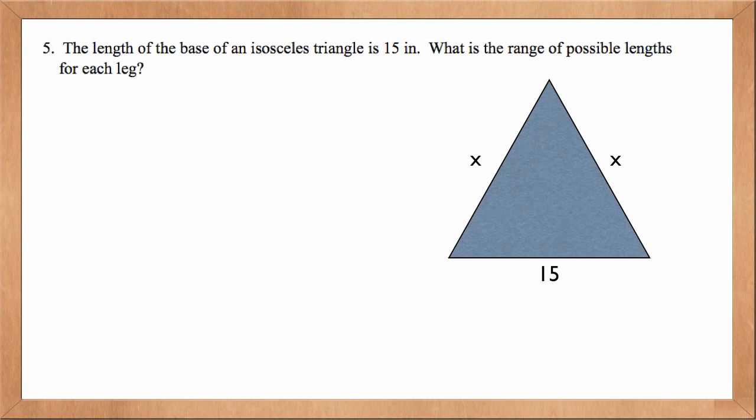Now, because the sum of any two sides must be larger than the third side, I know that x plus x must be larger than 15. Using algebra, 2x has to be larger than 15, and by simplification, x has to be larger than 7.5. And so this tells me the range of possibilities: as long as x is greater than 7.5, we're okay.